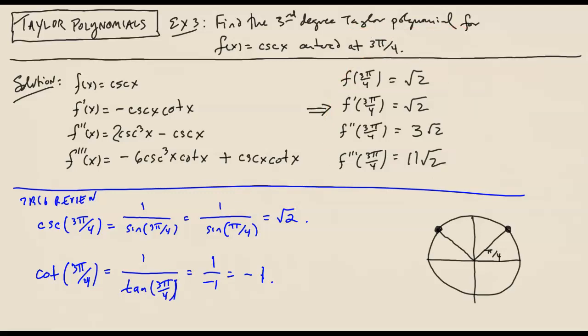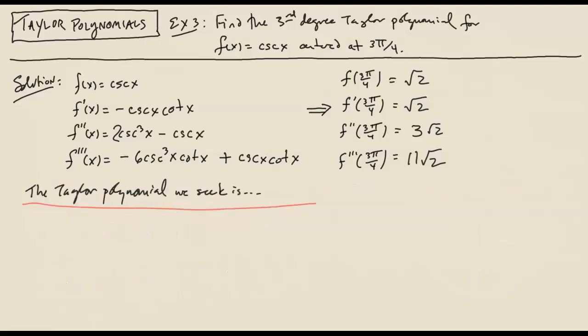So let me clear out the trig review space. The Taylor polynomial we seek is, how does it begin? As always, the value of the function itself at the point where we're centering it. And then we have the derivative there times x minus, well, we're doing everything in terms of 3 pi over 4, so we're going to have that.